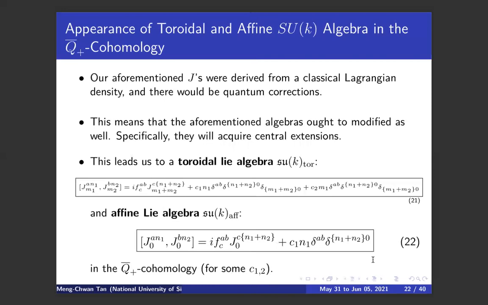So our aforementioned J's were derived from a classical Lagrangian density, and there will be quantum corrections. Therefore there will be central extensions, and these are ascertained by looking at the higher order contractions in the OPEs. Eventually when we work this out, we will get a form that's like this, and this is a toroidal Lie algebra. We actually get a toroidal Lie algebra, and then in the topological sector we get an affine Lie algebra. So these are the new things that come from analyzing higher order contractions.